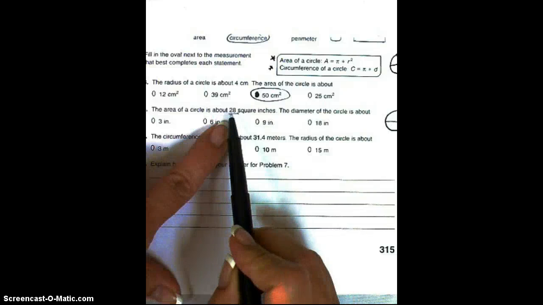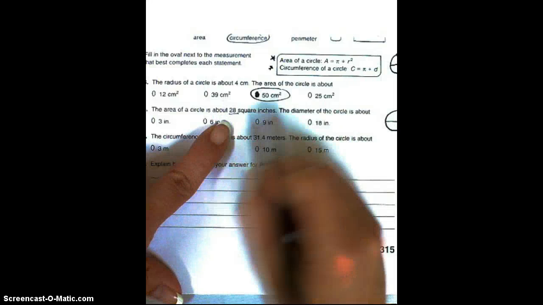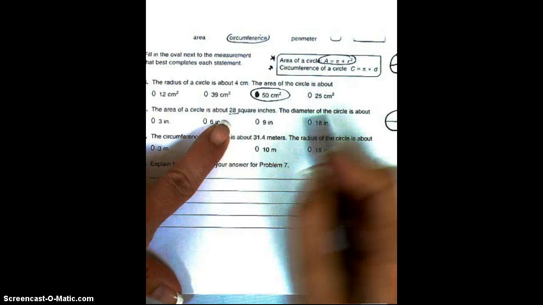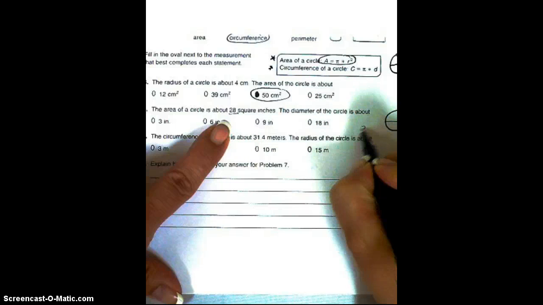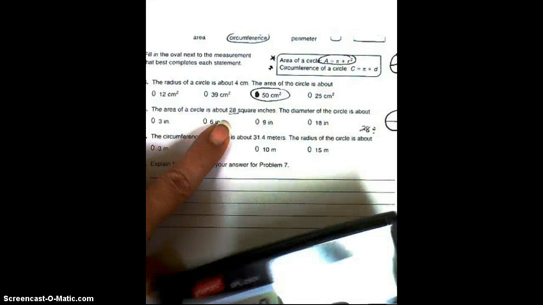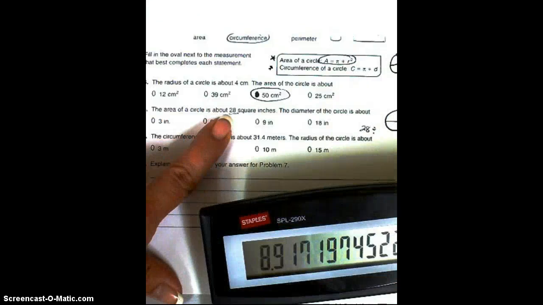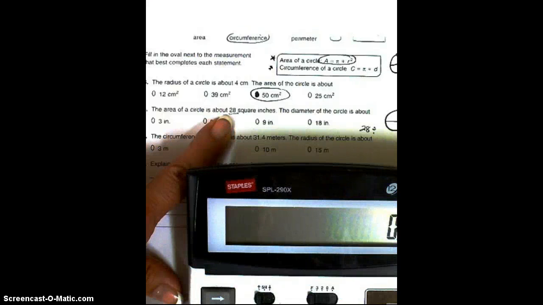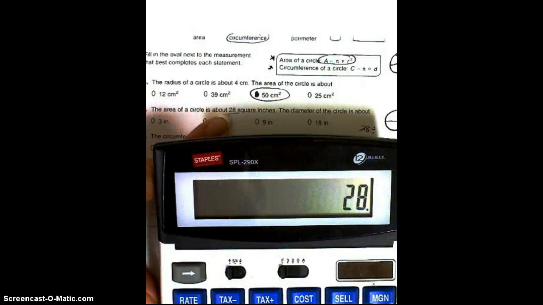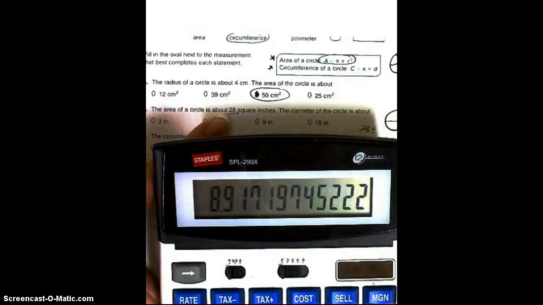This one takes a little bit more thought, so we're going to go back to our formula up here for the area, and we know that the total area was 28, so this time we're going to actually divide by pi. We're going to work backwards from before, when we multiplied by pi. Since we've got the area, we're going to move backwards. So we'll take our total area, 28, and we're going to divide it by 3.14. And we come up with 8.9, and I'm going to round that to 9.